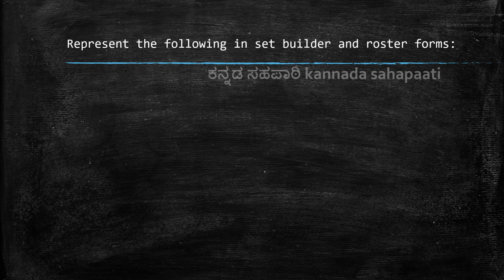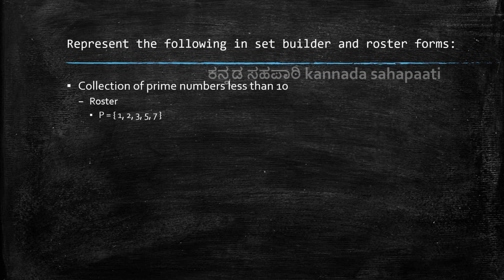Represent the following in set builder and roster form. Collection of prime numbers less than 10. The prime numbers which are less than 10 are 1, 2, 3, 5 and 7. Therefore, in roster form, we write it as P = {1, 2, 3, 5, 7}. In set builder form, we write it as P = {n such that n is a prime number less than 10}.